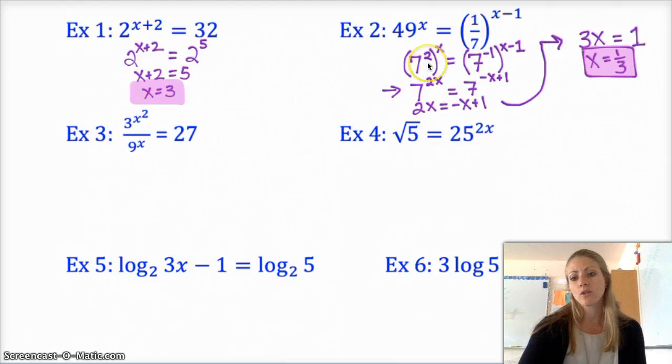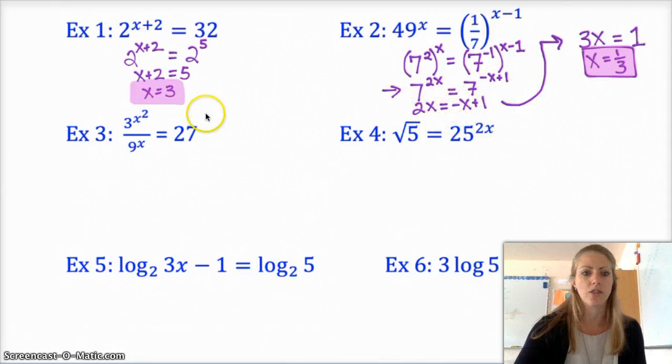And then you're taking 7 squared and raising that to the x power. So that means you're multiplying those two things. So 2 times x is 7 to the 2x. And the same thing here, 7 to the negative 1 is 1 over 7. You multiply those two exponents together. So that's negative x plus 1. So then you have 7 to a power and 7 to a power, so those have to be equal. You get x is a third.